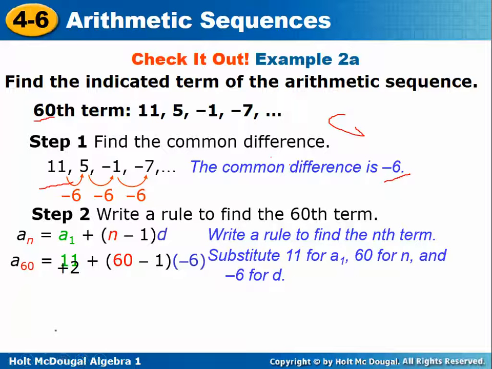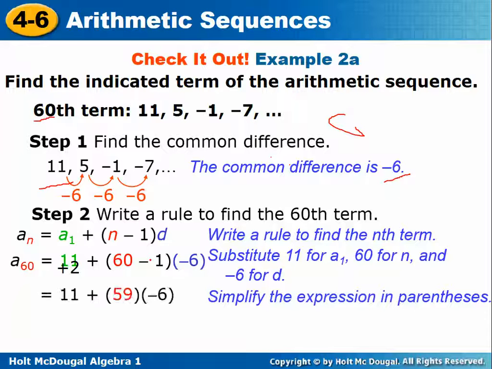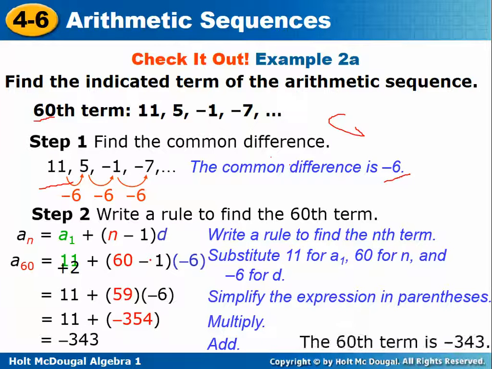So we plug in all of our numbers where they belong, and then you subtract 60 minus 1, do the work in the parentheses first, is 59. And then take 59 times -6. I'm not sure what that is. -354. And then finally you will take 11 plus that -354 to get our final answer that the 60th term of this sequence is -343.